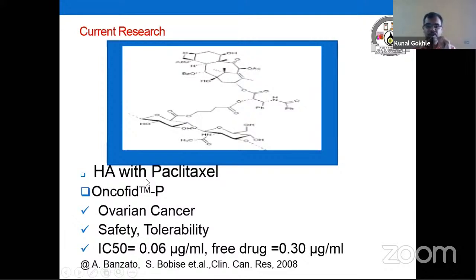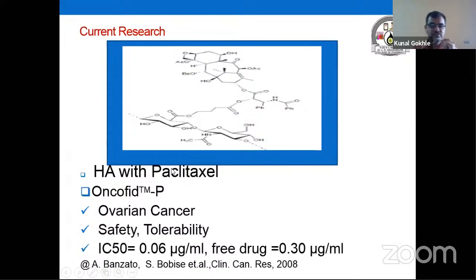Now, this particular conjugate, hyaluronic acid with the paclitaxel, has an IC50 value of 0.06 microgram per ml, whereas the free drug has an IC50 value of 0.3 microgram per ml. So we can see how drastic a difference your polymer can make with respect to the cell uptake and IC50 values when associated with the cancer cells, or when we have to see the uptake of a drug into the cancer cell or the cell viability issues. We can take the example of this particular case.